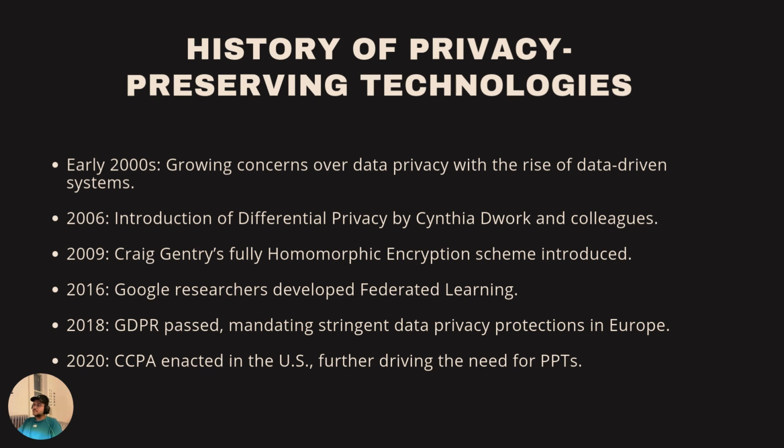The importance of privacy preserving technologies was further emphasized with the passage of the GDPR, the General Data Protection Regulation, in 2018. The GDPR set strict data protection standards in Europe, driving industries to adopt privacy preserving methods to comply with the law. Similarly, in 2020, the California Consumer Privacy Act (CCPA) was enacted in the US, reinforcing the need for privacy protections at both legal and technological level. Over the years, these milestones have significantly shaped the development of privacy-preserving technologies, and they continue to evolve in response to both technological advancements and regulatory requirements.